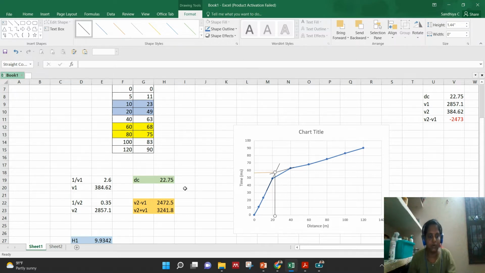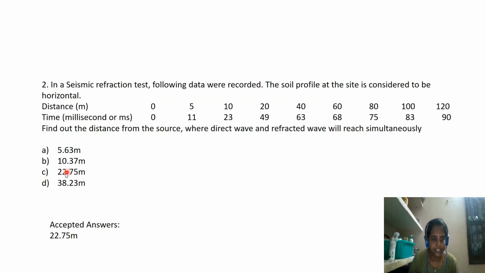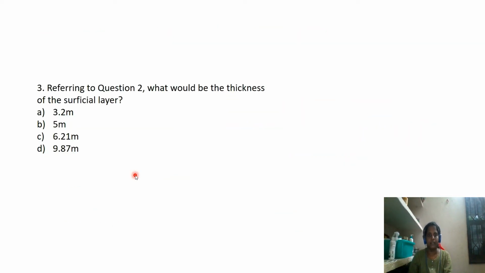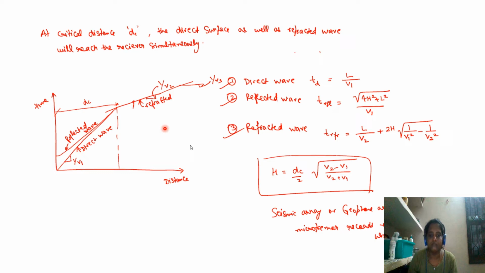So we have got the DC value as 22.75. Just plot the graph, extend the lines and see which value suits your option. The next one refers to question 2: what would be the thickness of the superficial layer? H is the thickness. H equal to DC by 2 square root of (V2 minus V1) by (V2 plus V1). In this we have the DC value. How do we get V2 and V1?